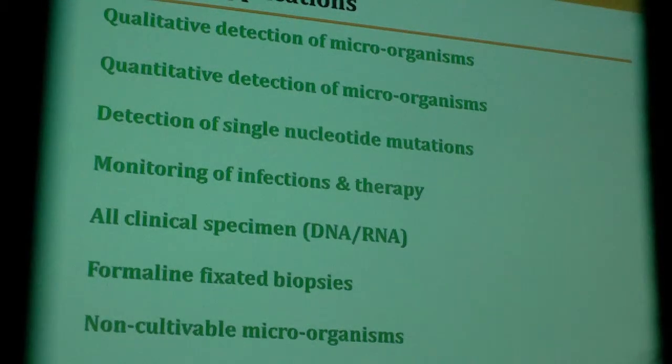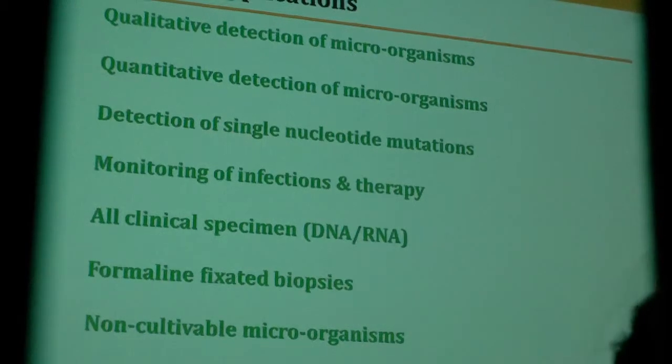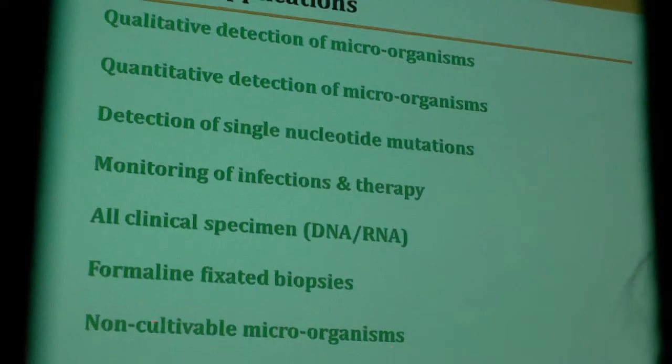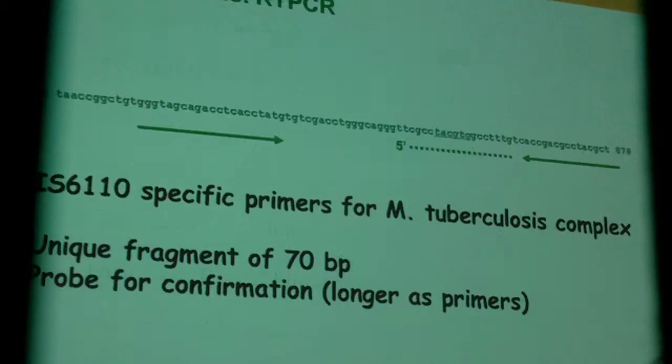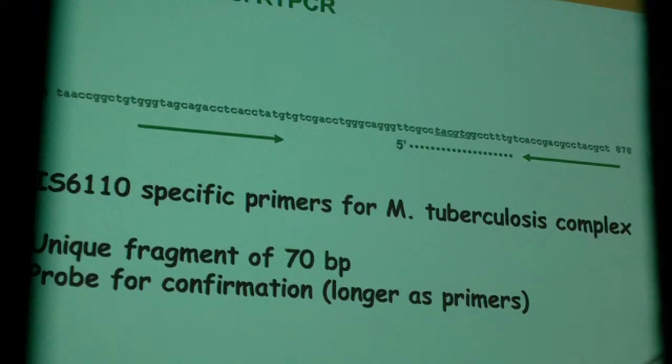You can use all clinical samples, also for DNA or RNA, so you can use it for bacteria, viruses, parasites, fungi, so it doesn't matter anymore. You can even use formalin-fixed biopsies from pathology departments. And you can detect non-cultivable microorganisms. So we find really new things now, and there are a lot of other items to go for. So it's not one test. I'll just give you an example of how these tests are functioning.